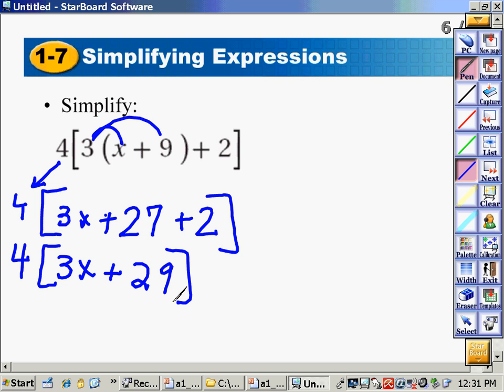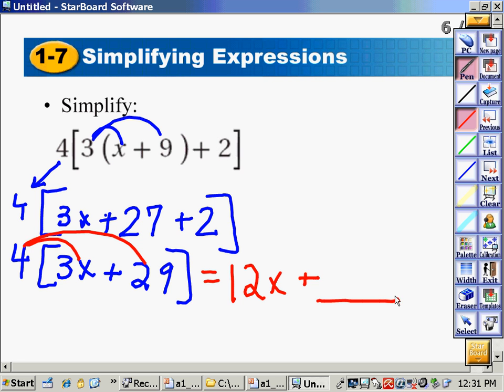Now I'm ready to distribute the 4. And when I distribute 4 times 3x, that gives me 12x. And then 4 times 29 gives you a constant which goes on the end. I don't have a calculator here with me right now, so I just need you to fill in that blank. That should be the final answer.